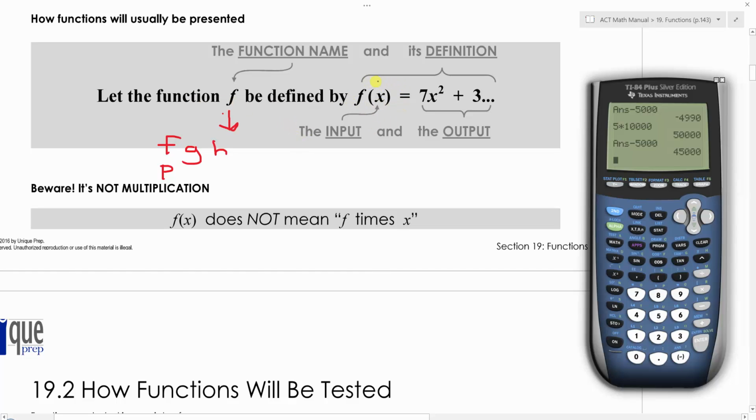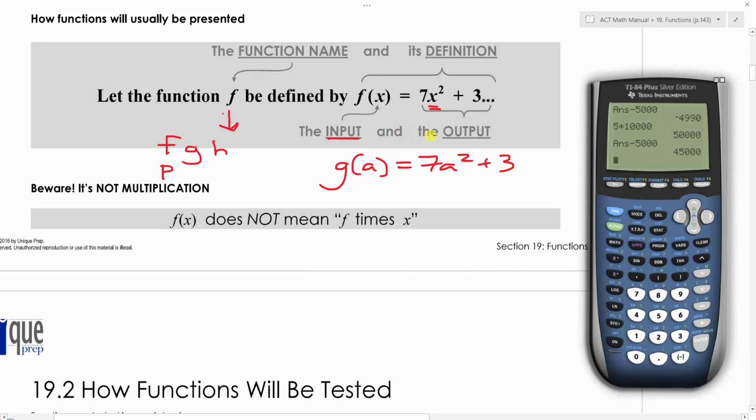And then they will have the definition of the function. They will tell you what the function directs you to do with the input. This function right here is telling us to square the input, then multiply that by 7, then add 3 to that whole term. And the definition will include the input, which is the thing in parentheses. And remember, that does not have to be an x. You may see something like g of a equals 7a squared plus 3.